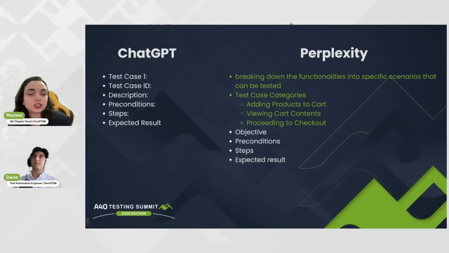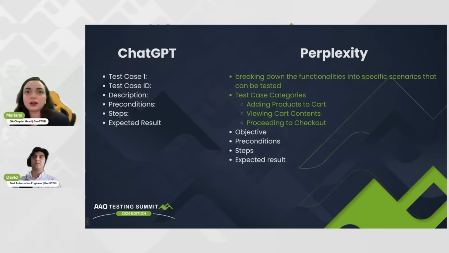As I said, ChatGPT gave us test case number, the numeration, IDs, descriptions, preconditions, steps, and expected results. Perplexity gave us everything similar, but additionally, it has given a little bit of a hint of what we could do more with our test cases. It has broken down the functionalities into specific scenarios. It gave us an objective of what each category of test case represents and how it would be better to continue from each test case.